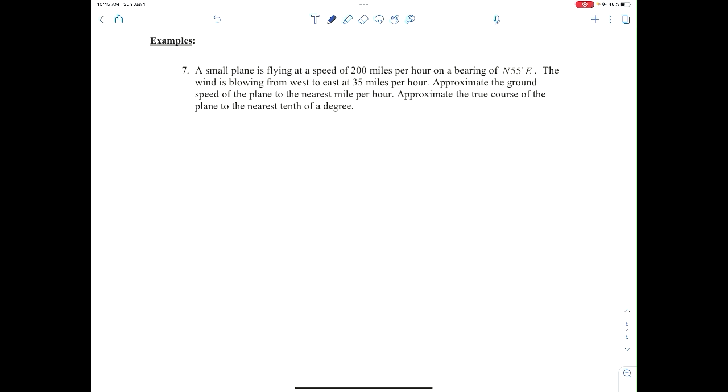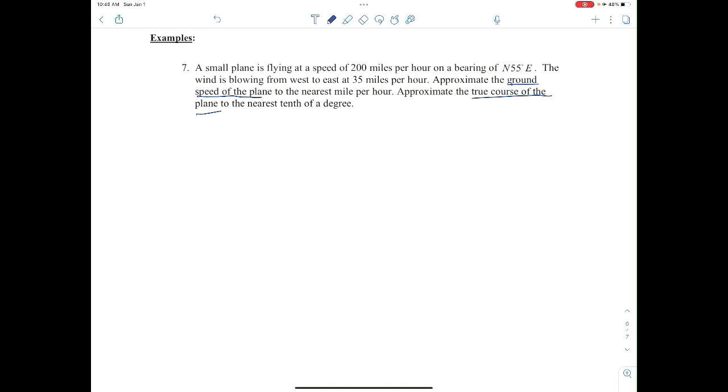So, some of the things we want to find are the ground speed of the plane and the true course of the plane. Those are the two things we're looking for, two answers. Some of the information we have: the plane flies 200 miles per hour on this bearing. The wind is blowing from west to east at 35 miles per hour. Those are important for us.